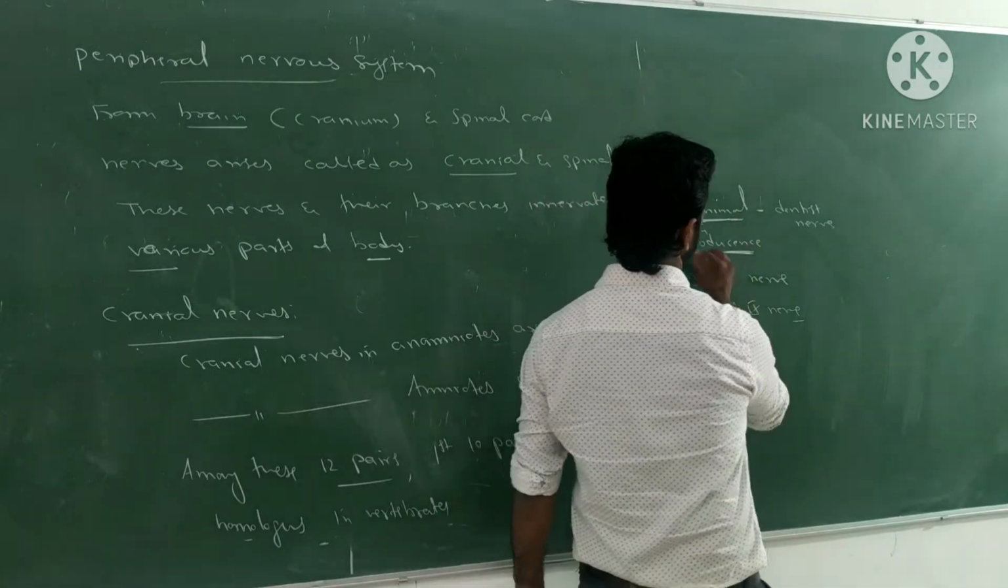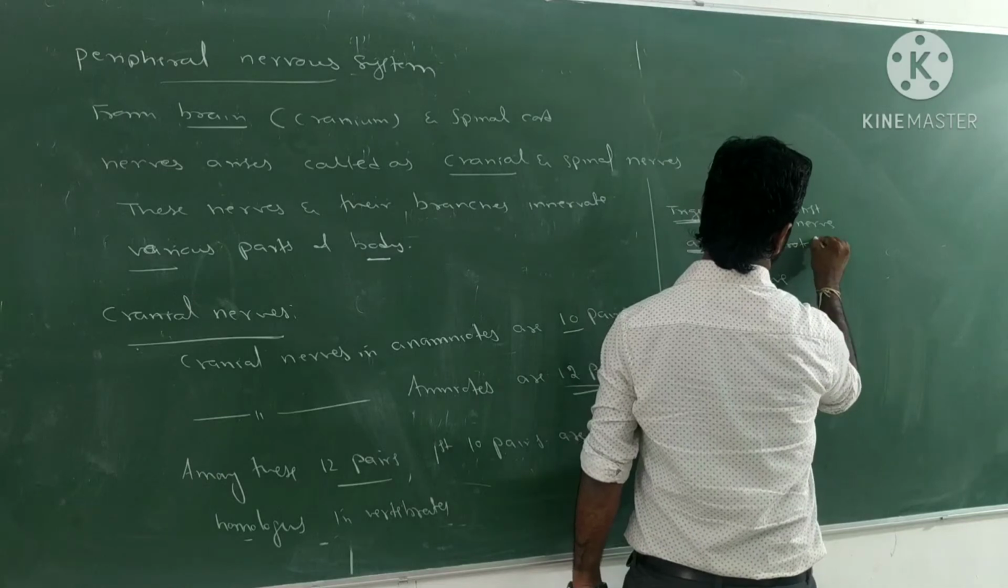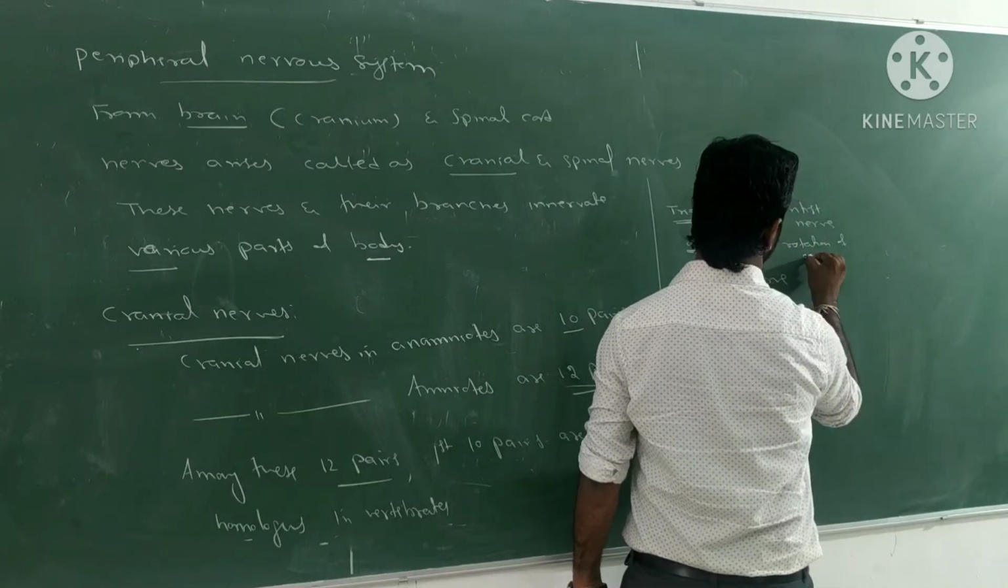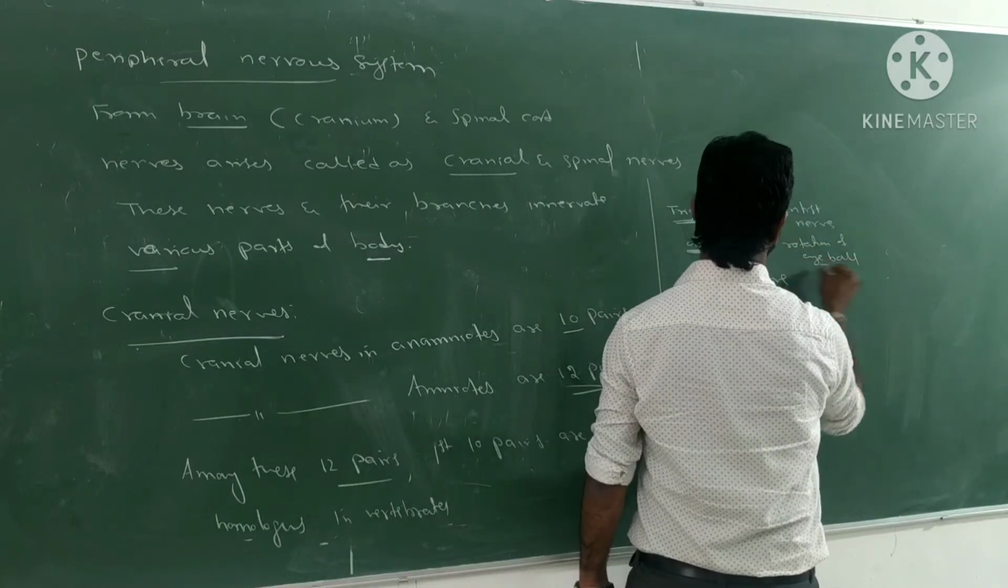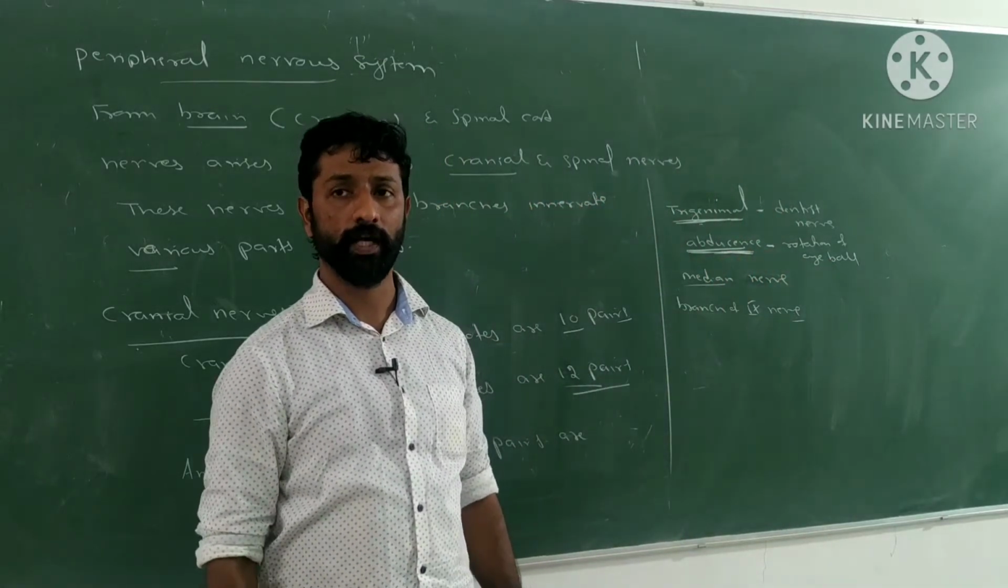Next, abducens. This abducens is meant for rotation of the eyeball. It is the main nerve responsible for the rotation of the eyeball.